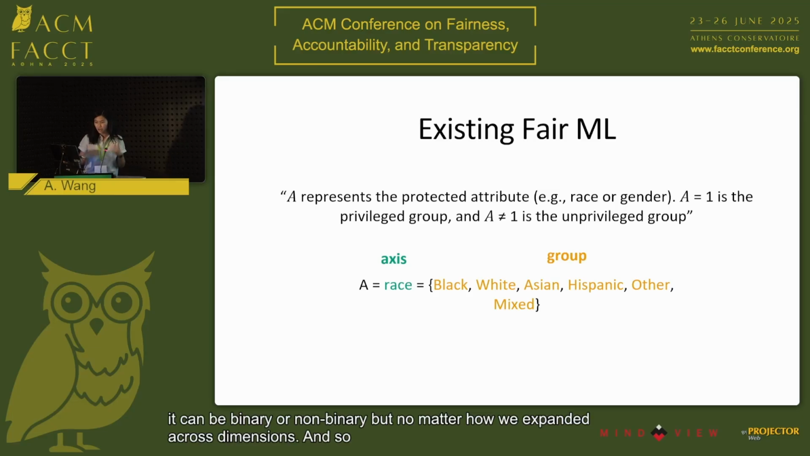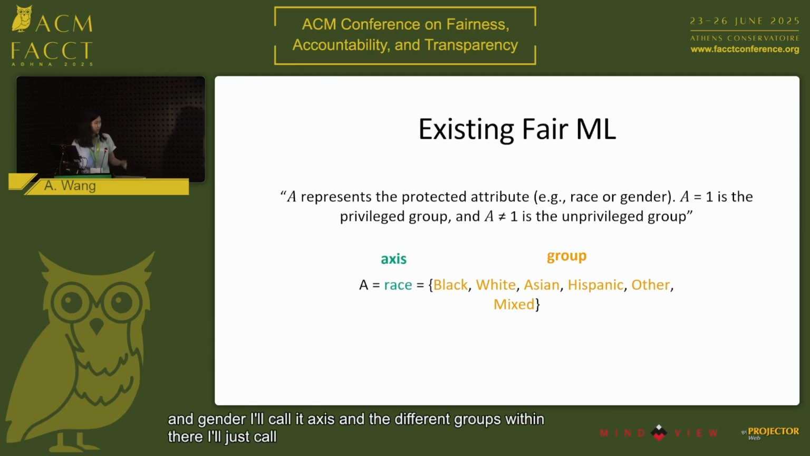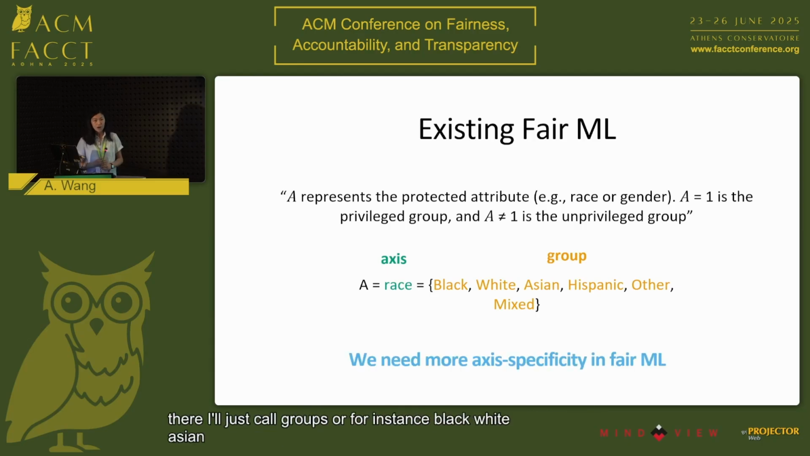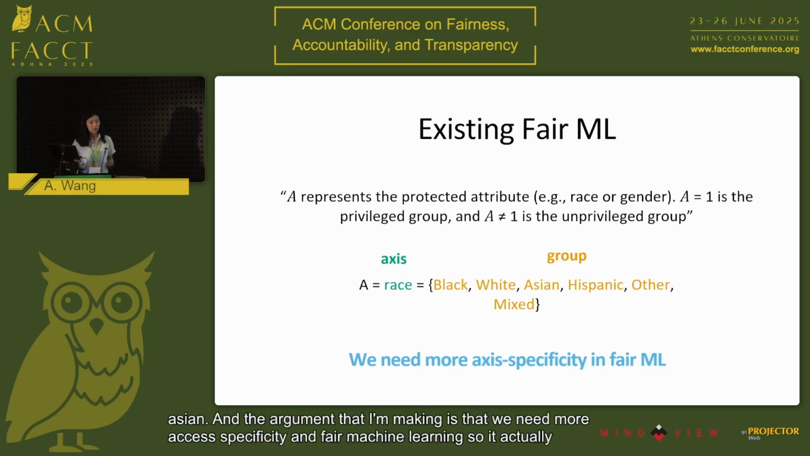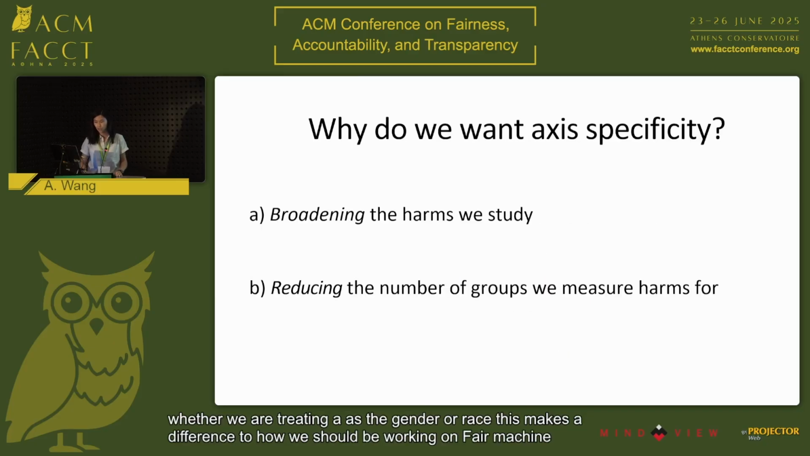And so in this talk, I'll talk about this dimension of race and gender, I'll call it axis, and the different groups within there I'll just call groups, so for instance, Black, white, Asian. And the argument that I'm making is that we need more axis specificity in fair machine learning. So it actually matters whether we are treating A as gender or race. This makes a difference to how we should be working on fair machine learning.